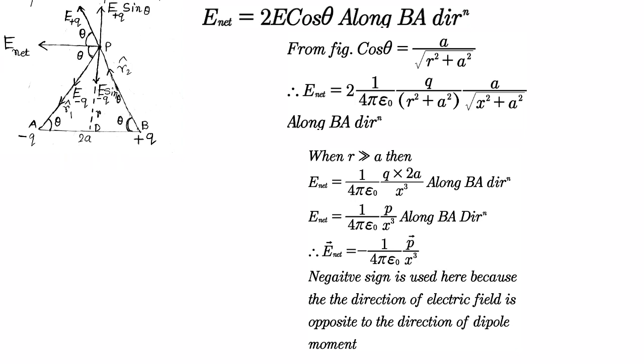Here, if r, that is the distance of P from the center of the dipole, is very much greater than a, which is the half separation between the charges of the dipole, then E net is equal to 1 by 4 pi epsilon naught q into 2a by r cube, which is along the BA direction. Therefore, E net vector is equal to minus 1 by 4 pi epsilon naught p vector divided by r cube. Here the negative sign is used because the direction of the electric field is opposite to the direction of the dipole moment.